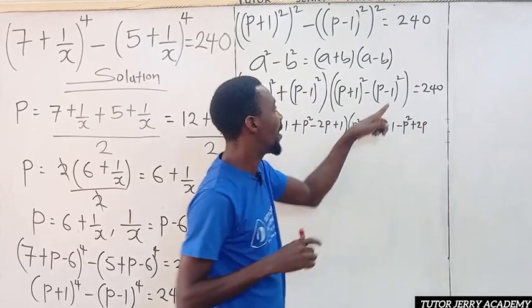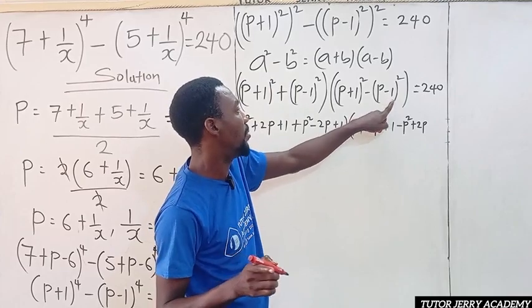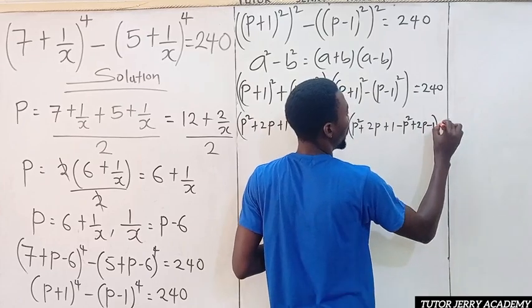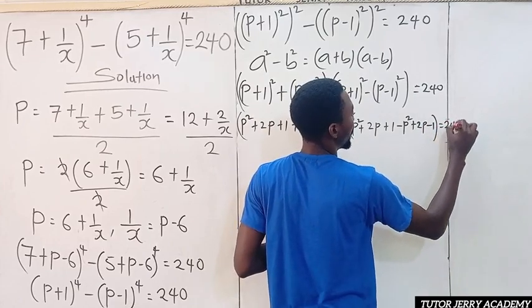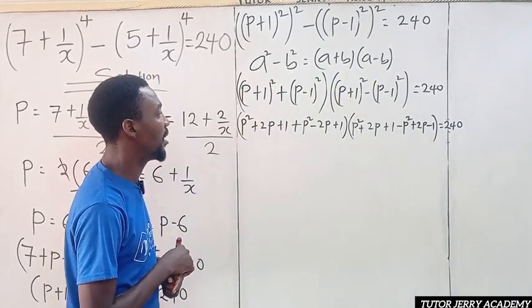Alright, so if we put our square on 1 here, we are going to have it to be what? Positive 1. Multiplied by minus, we are going to have minus 1. So close this bracket, everything will be equals to what? 240. Alright. Now, the next thing you are going to observe here is this.